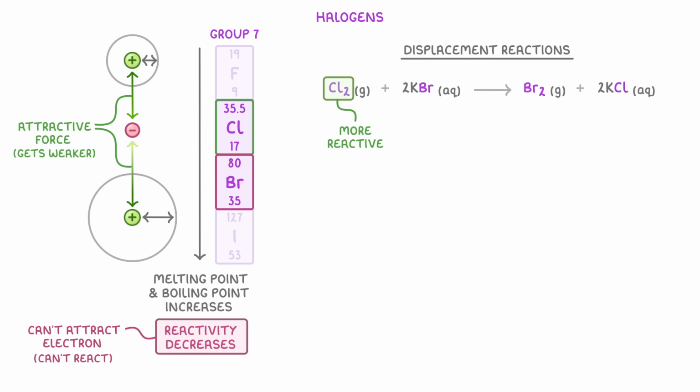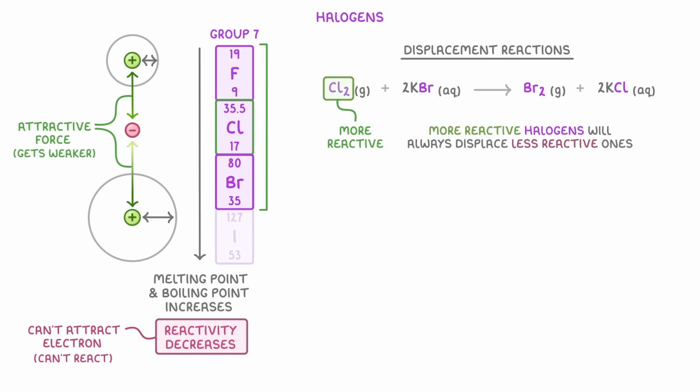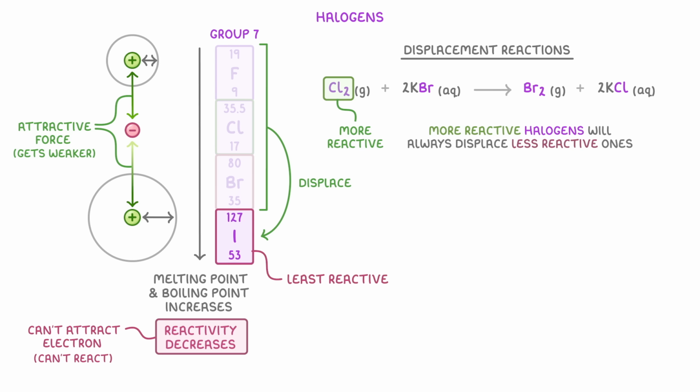The main thing to remember here is just that more reactive halogens will always displace less reactive ones. For example, fluorine, chlorine, and bromine could all displace iodine, as iodine is the least reactive.